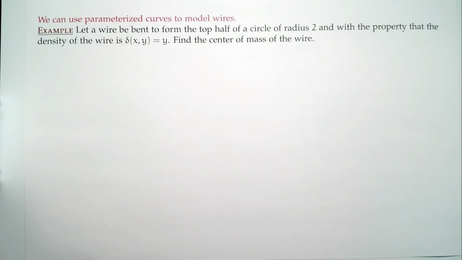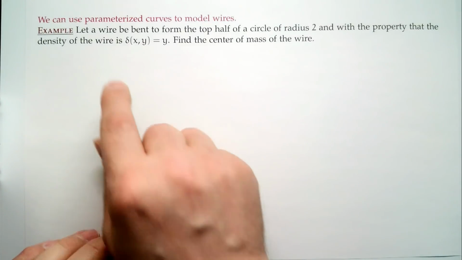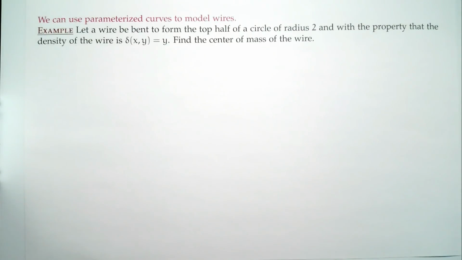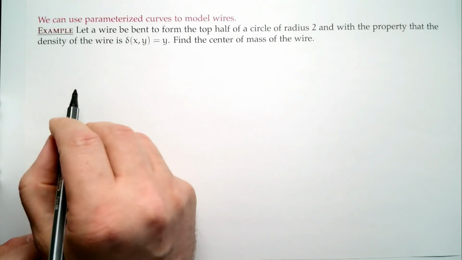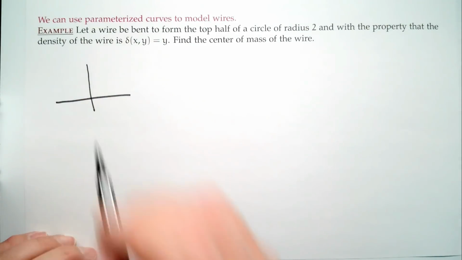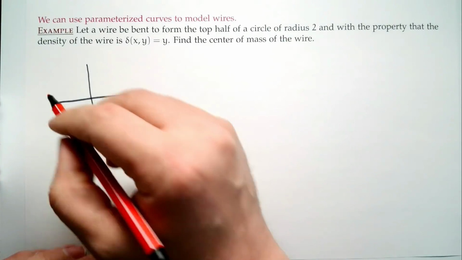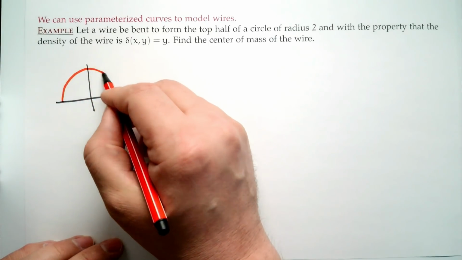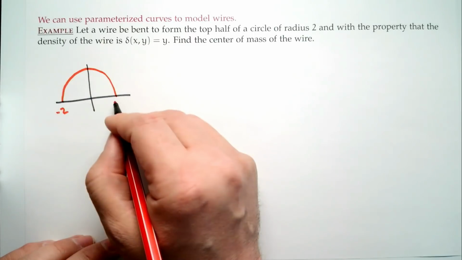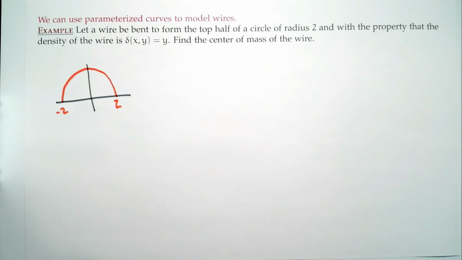And you might say, well, what's the mass? That's what the question here is. You have a wire bent to form the top half of a circle of radius 2. And it has the property that the density varies, so it's not uniform density. Our goal is to find the center of mass. Okay, so we're going to sketch the picture here. Half circle of radius 2. So our wire is going to look something like that. There's -2, and there's 2.